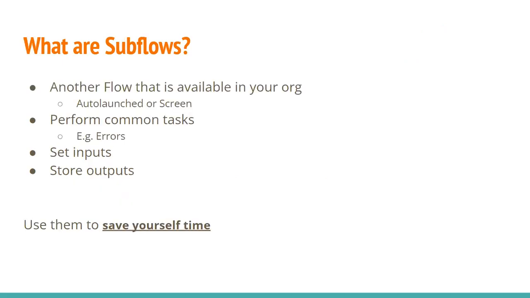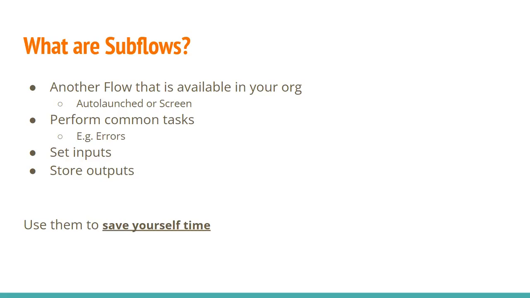So, subflows. Subflows are just a subtype of flow, available in your org. They can either be an autolaunched flow or a screen flow. You use them just to perform common tasks. For example, we're going to use them to handle errors, because unfortunately errors do happen reasonably frequently. You can set inputs into the subflow if needed, and you can store outputs, but the whole point of a subflow is to save yourself time.